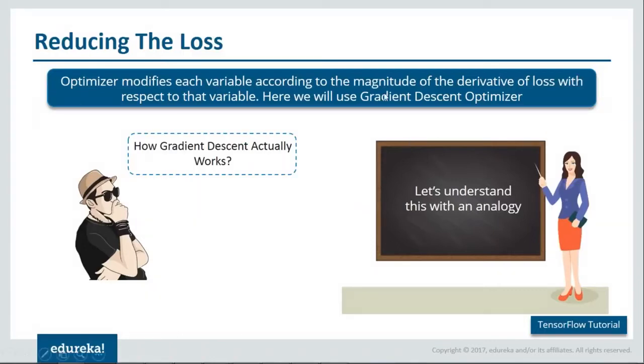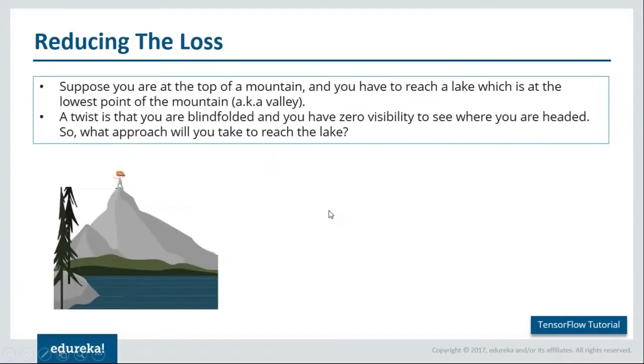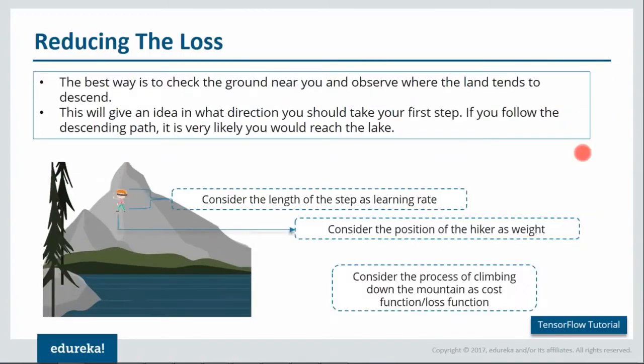Yeah. So here we'll use the gradient descent optimizer. Let us understand this with an analogy. Suppose you are at the top of the mountain and your task is to reach the lake, which is present near the valley. And the catch here is that you are blindfolded. So how will you approach this task?